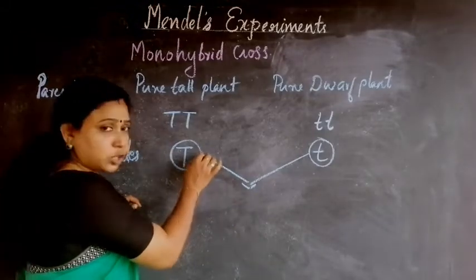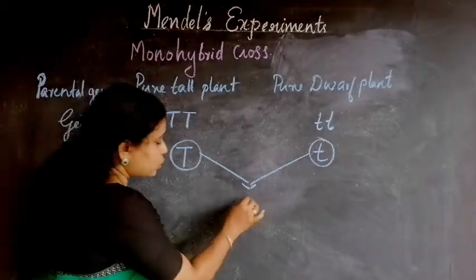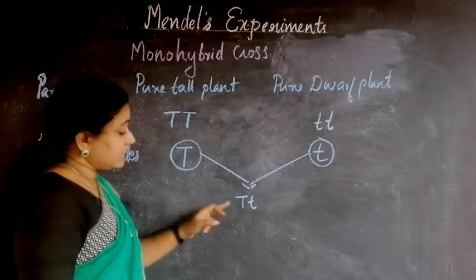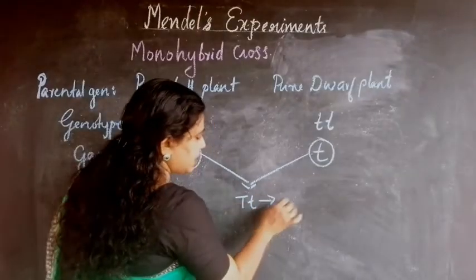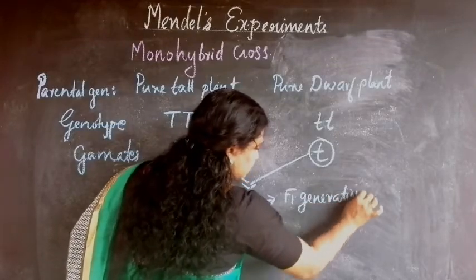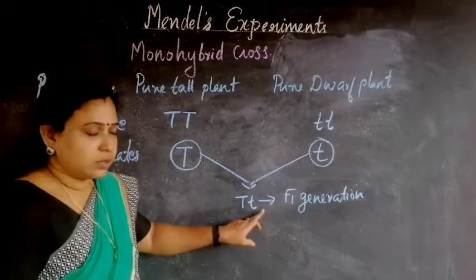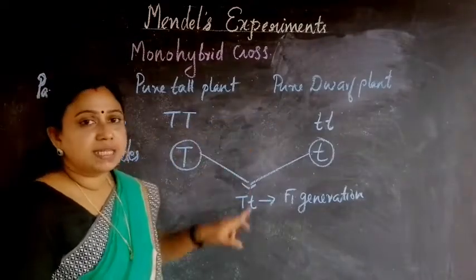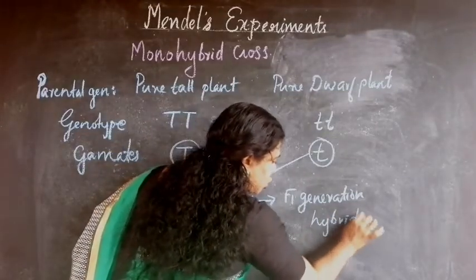As a result of cross-pollination, this gamete and this gamete fuse together to form another individual, or next generation. And this next generation is called the F1 generation. The first generation pea plants will have the characteristics of both the parent plants. So they can be called hybrids.